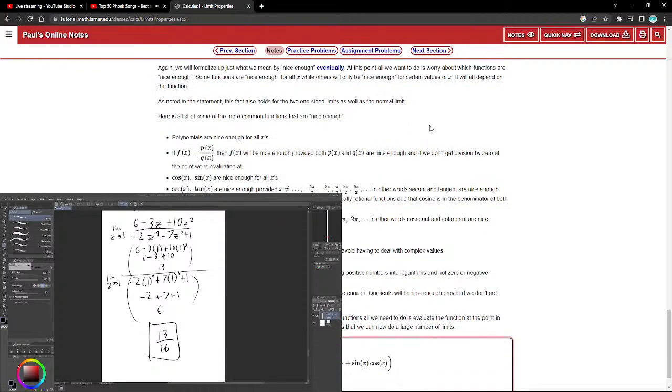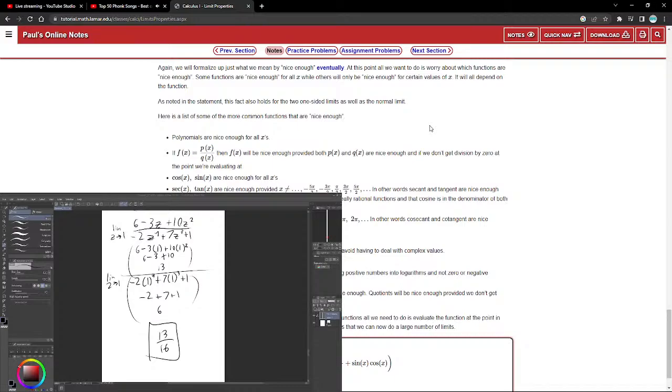At this point, all we need to worry about is which functions are nice enough. Some functions are nice enough for all x, while others will only be nice enough for certain values of x. It will all depend on the function. As noted in the statement, this fact holds for the two one-sided limits as well as the normal limit. Here's a list of some more common functions that are nice enough.